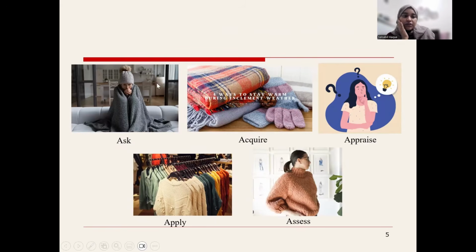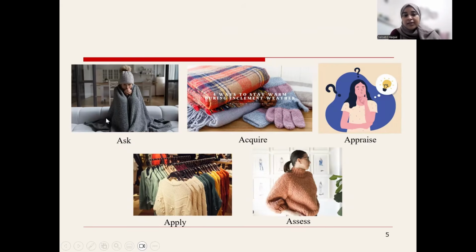All right. So first, you start off with asking. Let's say now it's winter. I'm feeling cold, okay? So I'm asking, or let's say this girl, she asks, how do I keep warm? So that's her question. That's the first step, right?